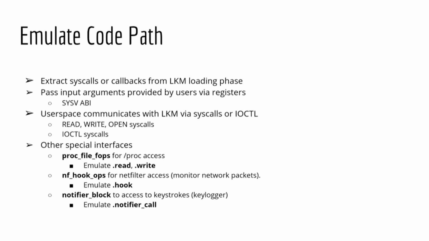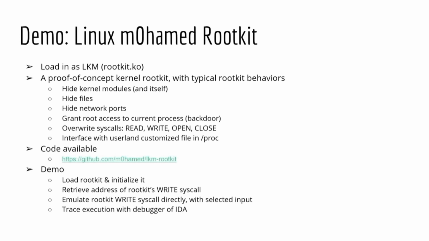This one is a very typical kernel rootkit with many typical behaviors. For example, the Mohammed rootkit can try to hide kernel modules, it can hide files, it can hide network ports, it can grant root access to the current process. This rootkit actually overrides many system calls, and it can also interface with user land using some customized files in the /proc file system. You can find the source code of this kernel rootkit on GitHub.